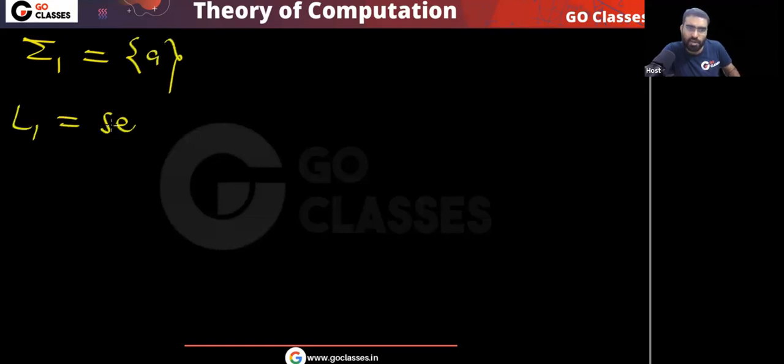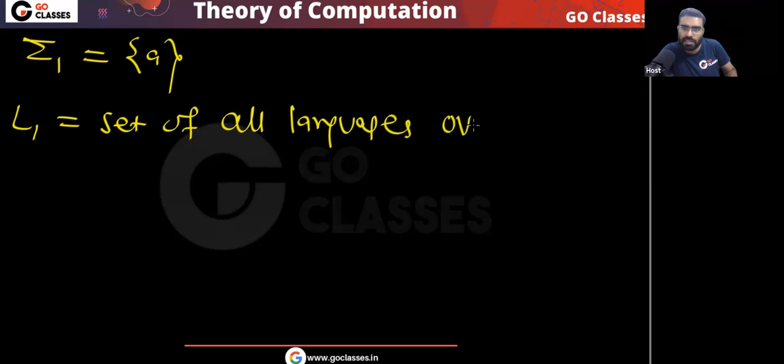So please understand that your sigma 1, that is given to you, is a unary alphabet. And what is L1? L1 is the set of all languages over sigma 1. Is this clear?